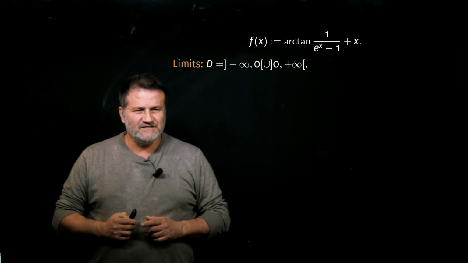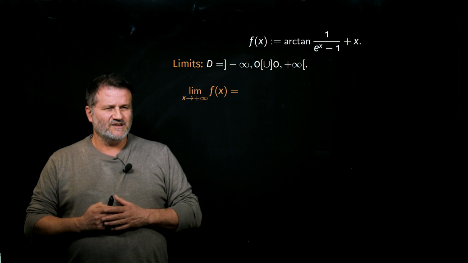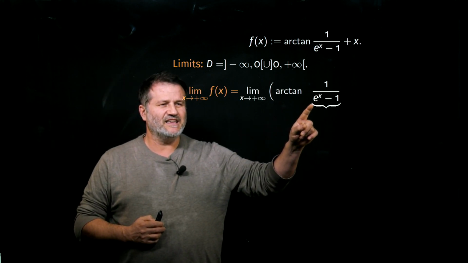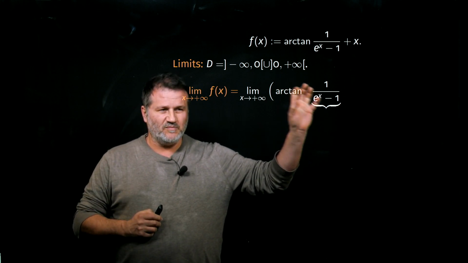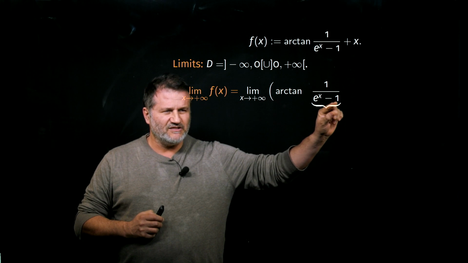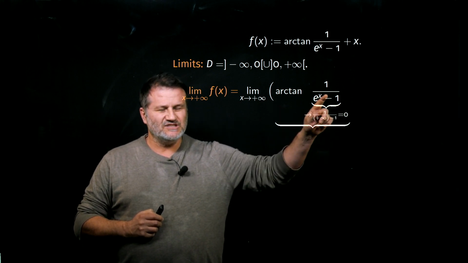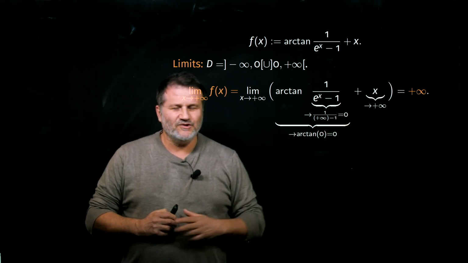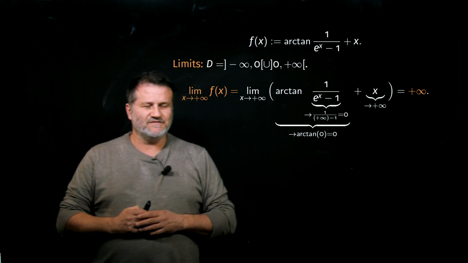Now let's go to plus infinity, which is pretty much like minus infinity. Easily we compute the limit. It's very similar. The only difference is again here. When x goes to plus infinity, e to x now goes to plus infinity. So this denominator goes to infinity, the fraction goes to 0. So the arctangent goes to the arctangent of 0, which is 0, while the other term goes to plus infinity. So the limit at plus infinity is plus infinity.